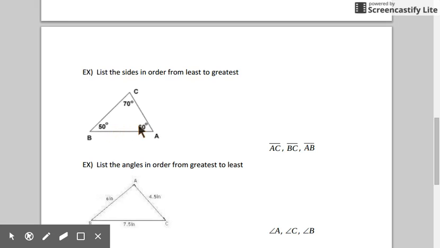So the next biggest angle is 60 degrees. So the middle segment or middle side is going to be segment BC or CB. And then the biggest angle is 70 degrees. So across from that, that side is going to be the longest side. So segment AB or BA is the longest side.